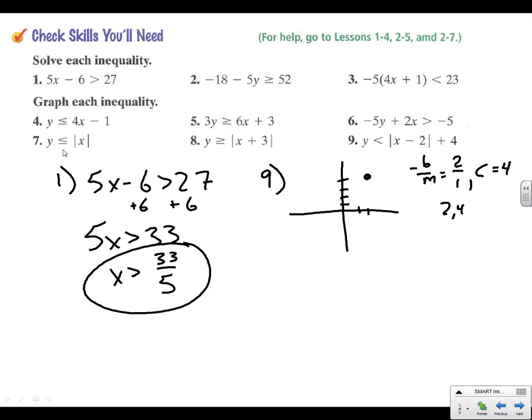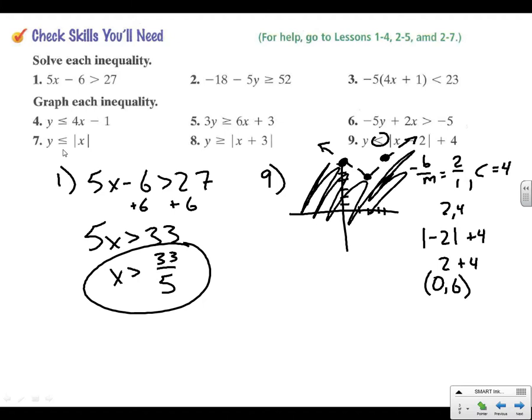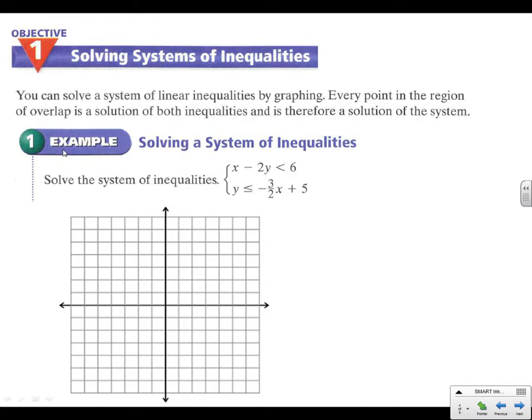And on this one, if I plug in 0 for x, I'm going to get the absolute value of negative 2 plus 4, which is 2 plus 4. So if I plugged in 0, I got out 6, 0, 6. And because of symmetry, I also have this point. And so this is going to be a dotted line, remember, because of the equals. And since it's less than, we would shade below this graph. Okay? Alright, so we'll go over the rest of those in class. But for now, let's move on and learn how to solve systems.